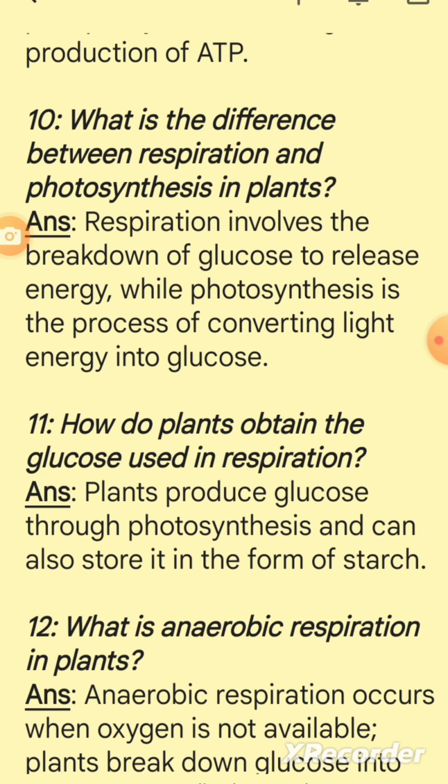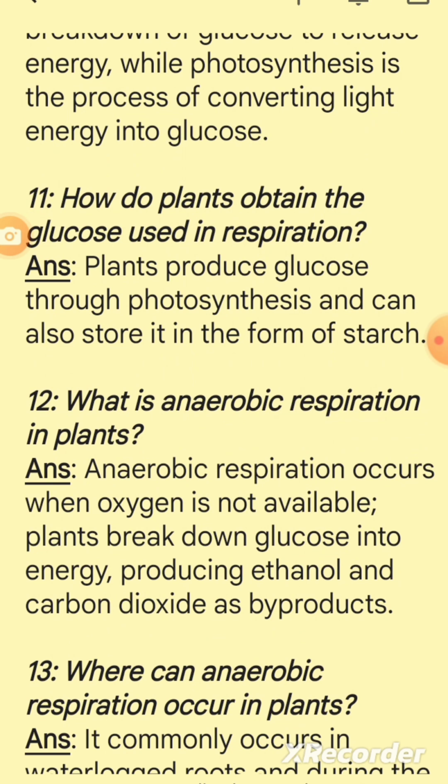Answer. Respiration involves the breakdown of glucose to release energy, while photosynthesis is the process of converting light energy into glucose. Question 11. How do plants obtain the glucose used in respiration? Answer. Plants produce glucose through photosynthesis and can also store it in the form of starch.